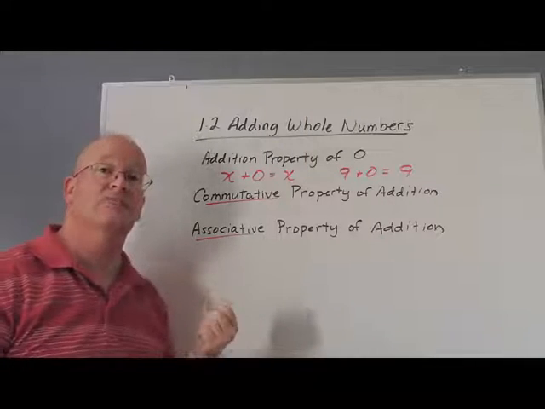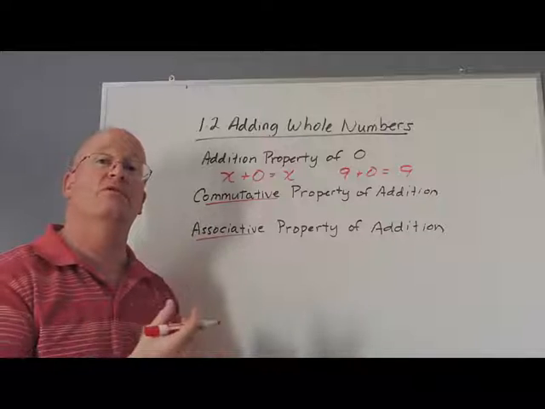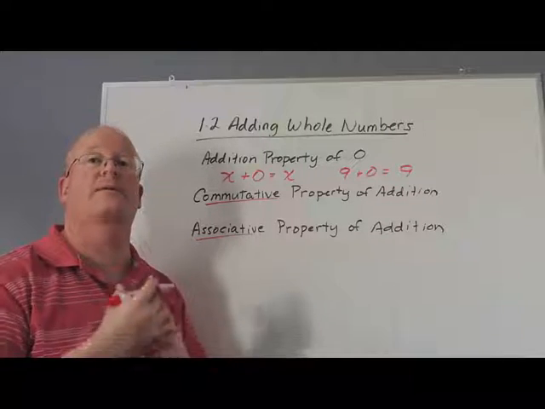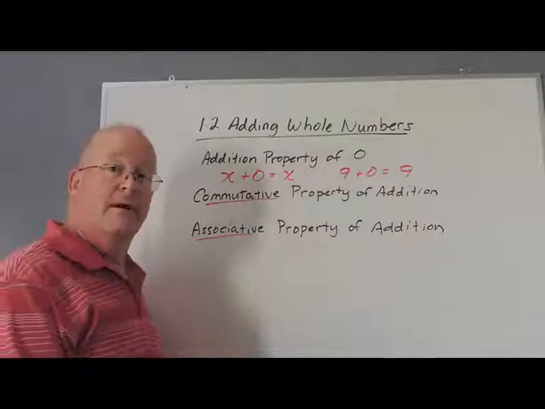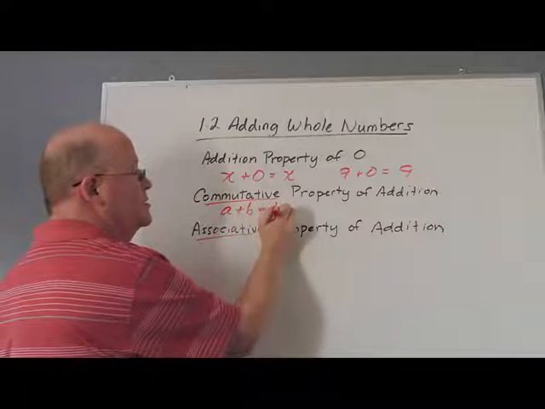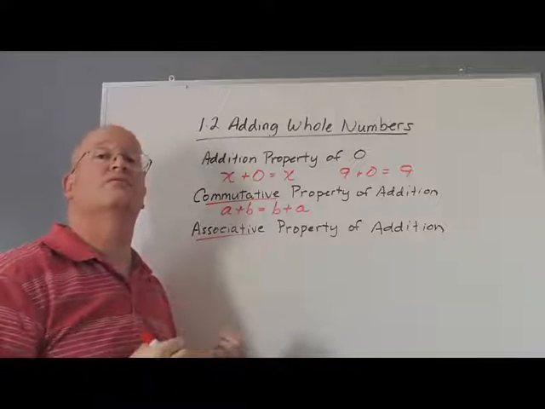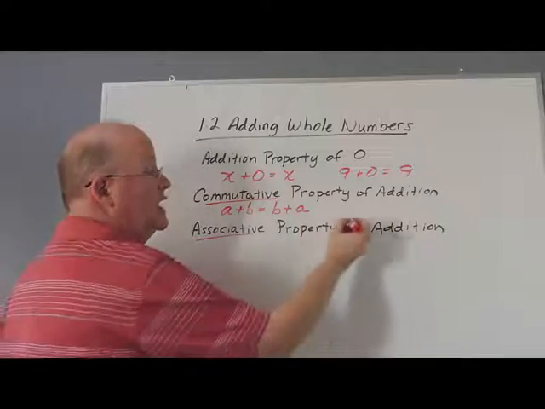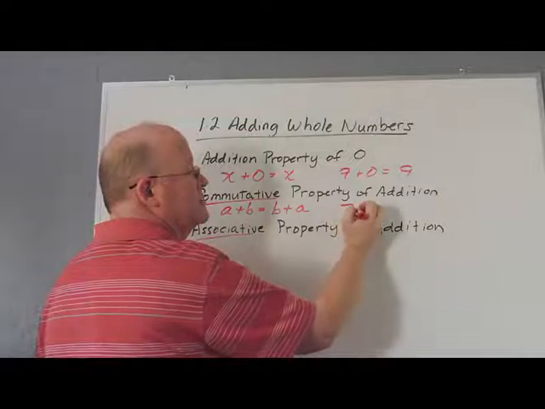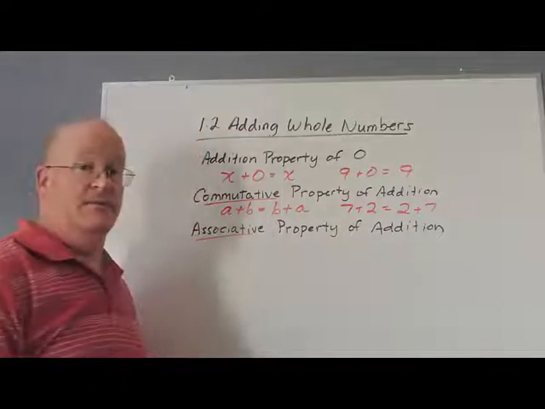Then we have the commutative and associative properties of addition. Anytime I see the word commutative, I think of the word commute, and I think of people who are commuting back and forth to work. They're moving their location. Here I'm going to say A plus B is equal to B plus A. In other words, I can move the numbers around when I add them. As an example, I could say 7 plus 2 is equal to 2 plus 7.